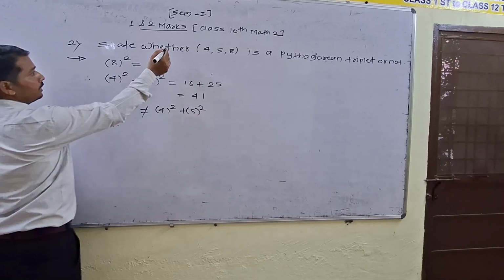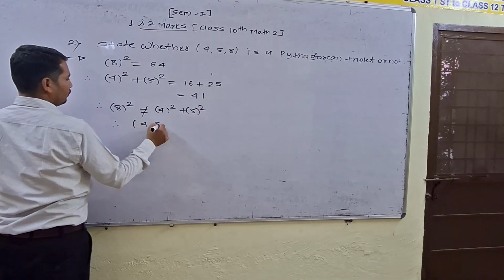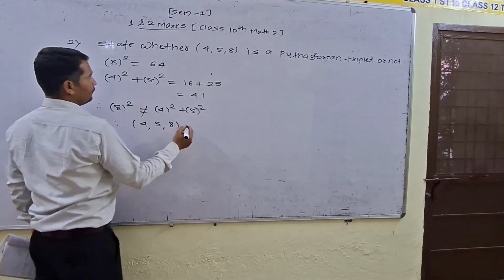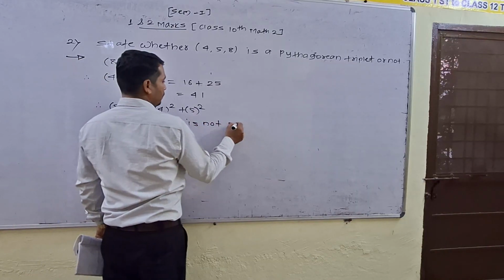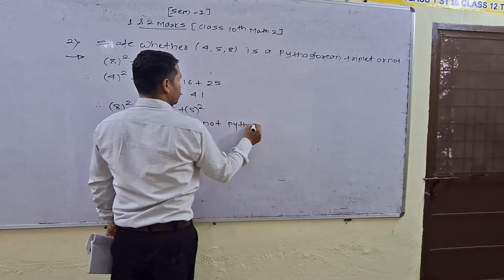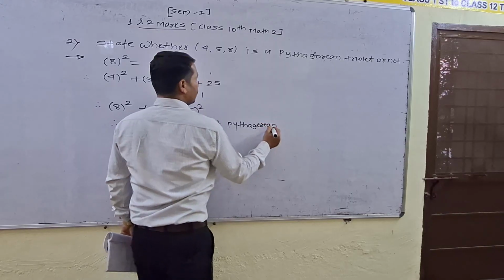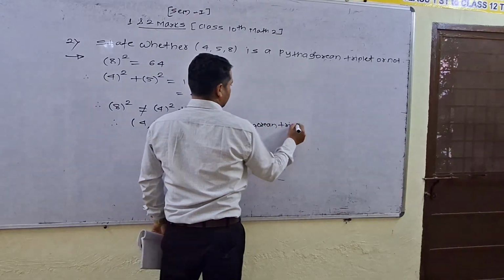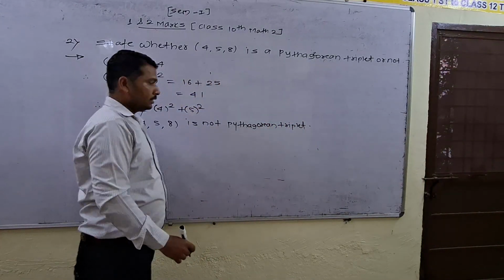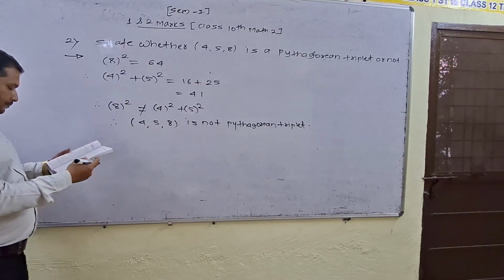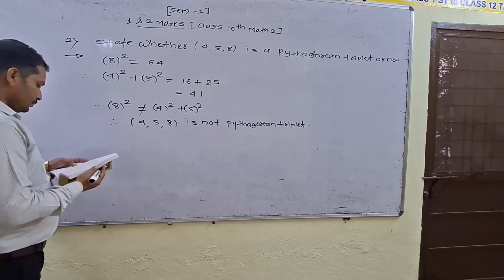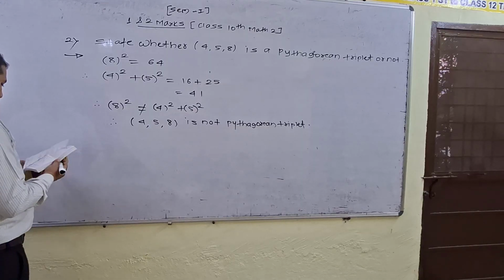So that's why we say 4, 5, 8 is not a Pythagorean triplet. Okay. Now we have taken the second example again. So we try to solve the next question in this way.